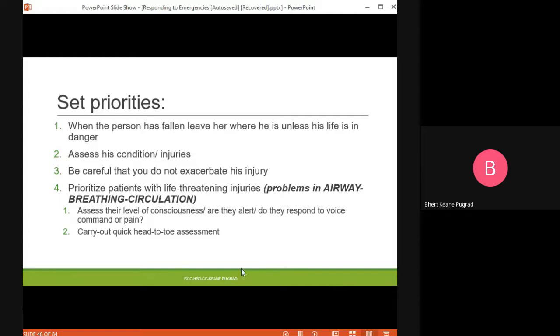Take note, if you are prioritizing patient, you need also to assess their level of consciousness. Okay? Check mo sila, are they alert? Do they respond to voice command? No? Or do they respond to pain? And carry out a quick head-to-toe assessment to assess the extent of injury. Okay?